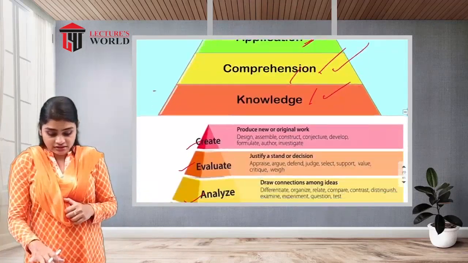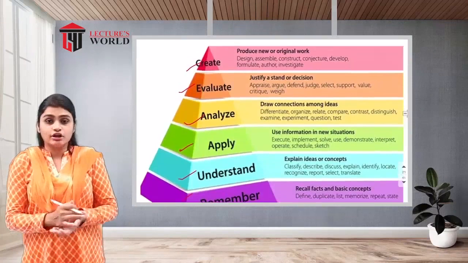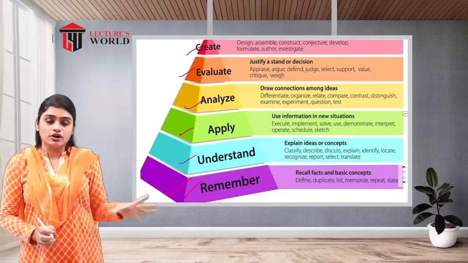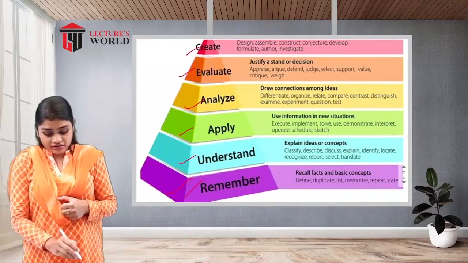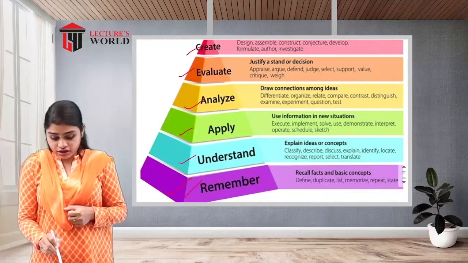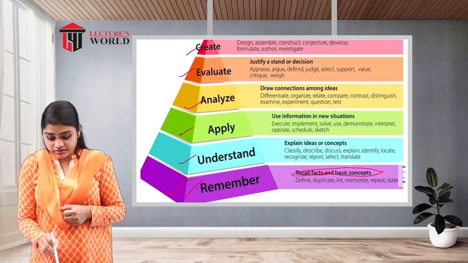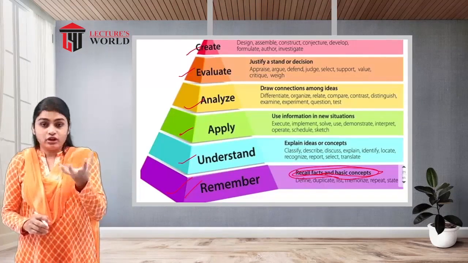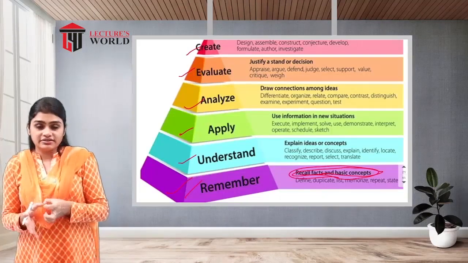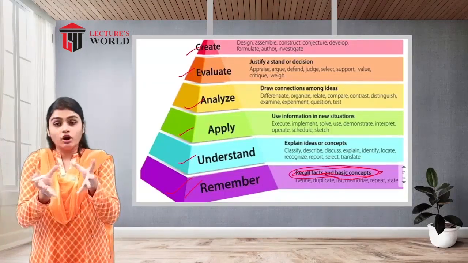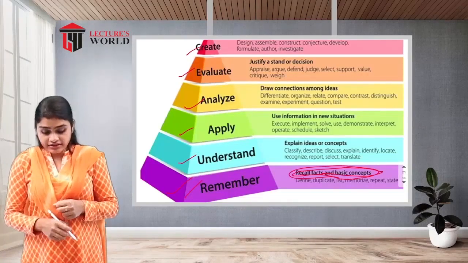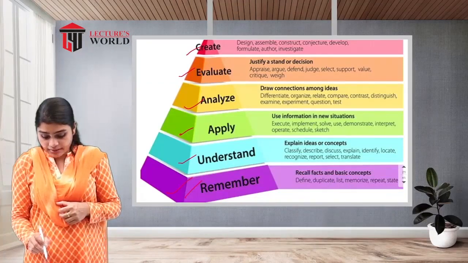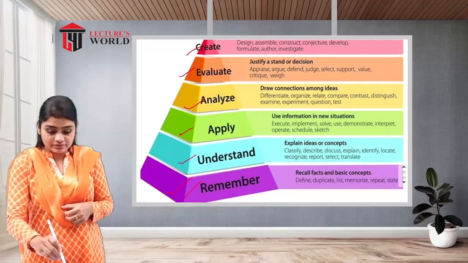So if we understand the revised version of this level of thinking, then the first thing is your remember, just like your knowledge, the gathering of information and remembering of that information. So recall facts and basic concepts. That means the individuals are going to recall the facts they have learned, what knowledge they have gained, and the basic concepts. So that is remembering. In that, the keywords will be define, duplicate, list, memorize, repeat or state. So this type of keywords will be used.